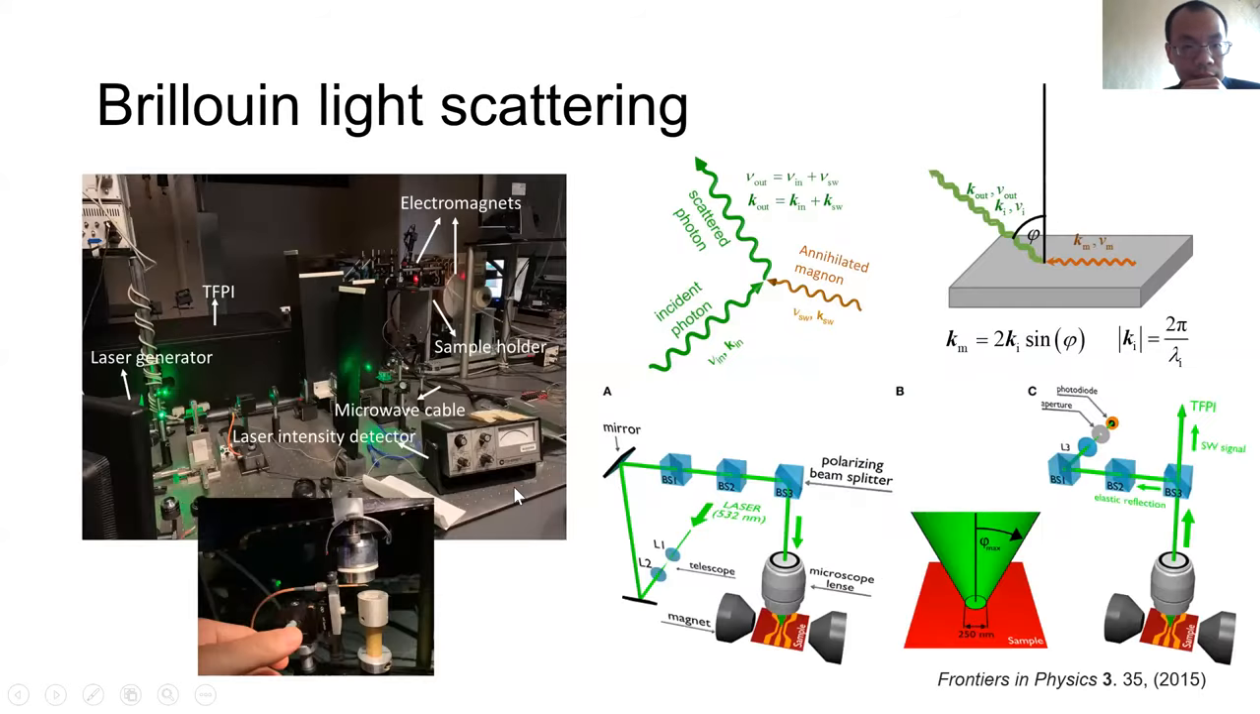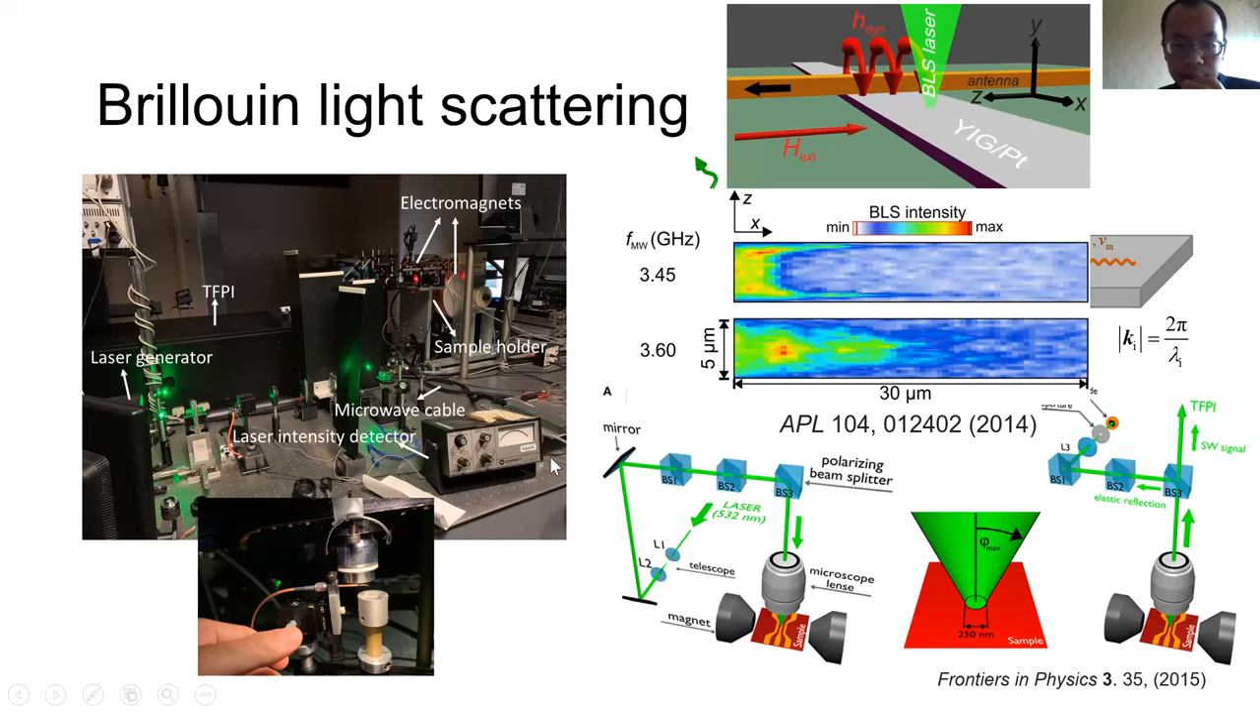So another technique is Brillouin light scattering. The theory for this system is two conservation laws, the energy and the momentum conservation. As for the detailed principles, we can refer to this paper. The most important conclusion is that using this system, we can map out the patterns in the magnetic structures like this.